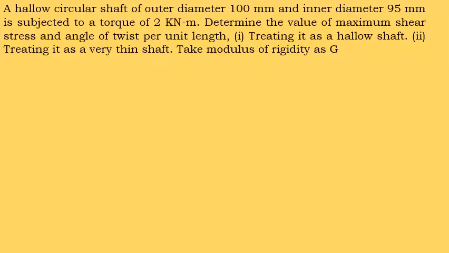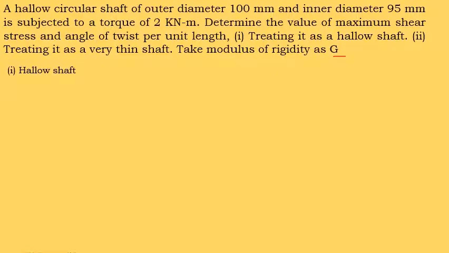So the next problem is: a hollow circular shaft of outer diameter 100 millimeter and inner diameter 95 millimeter is subjected to a torque of 2 kilonewton meter. Determine the value of maximum shear stress and angle of twist per unit length. So there are two cases given in the problem. First case, treating it as a hollow shaft. Second case, treating it as a very thin shaft. So take modulus of rigidity as capital G. Value is not given.